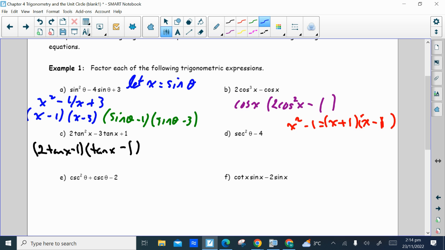So we'll do the same thing for sec squared theta take away 4. That is difference of squares. The square root of sec squared theta will just be secant theta. The square root of 4 is 2. 1's a plus, 1's a minus. There's your factors.